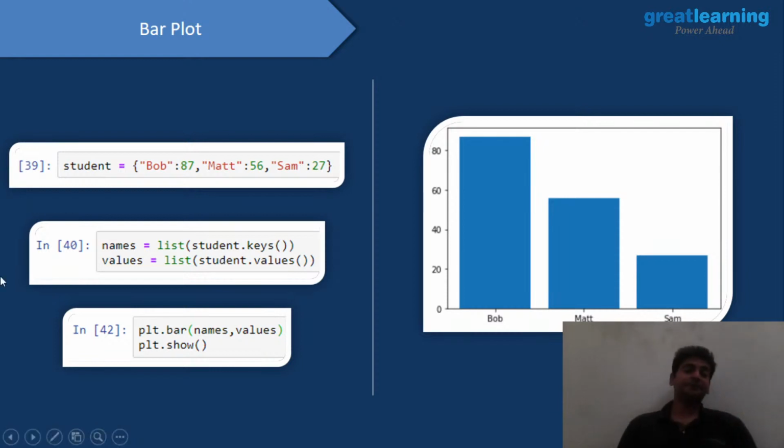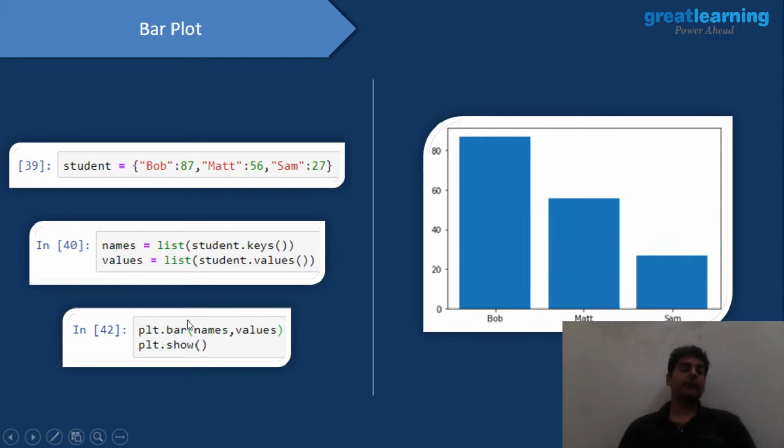Now, similarly, I'll extract the individual values using student.values. I'll convert them into a list and store them in this new object called values. So I have my names ready, I have my values ready, then I just have to go ahead and print out the bar plot. So I will have plt.bar and inside this I'll give in names and values and I'll just have plt.show. And as you see, I have my bar plot ready.